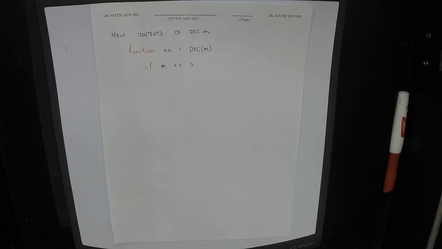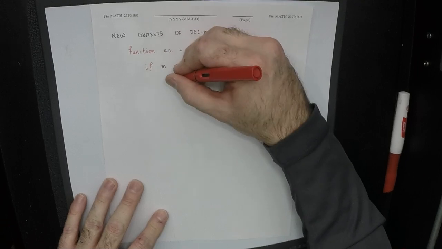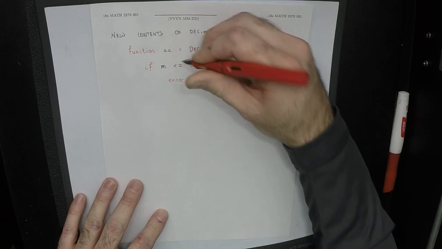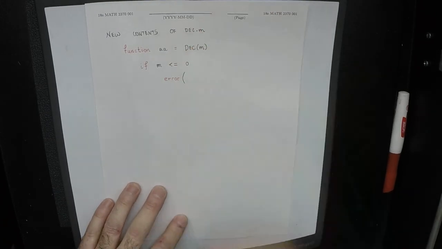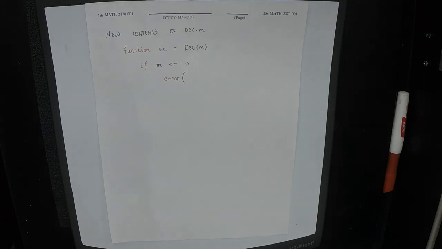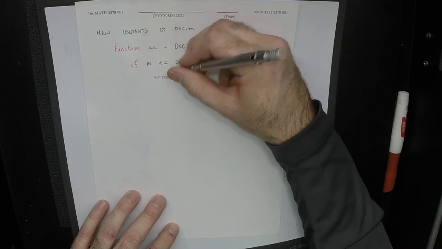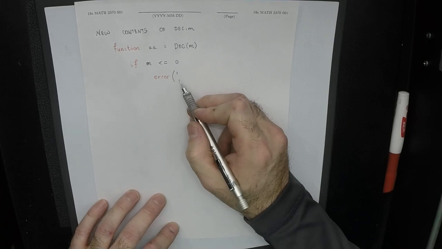All right. So if m is less or equal to zero, then we'll say that this is an error. So error, and now error is a procedure. It takes a multitude of input arguments, but we're just going to use two of them for now. So error, and we're going to say, so this is a tick mark, so a single quote.